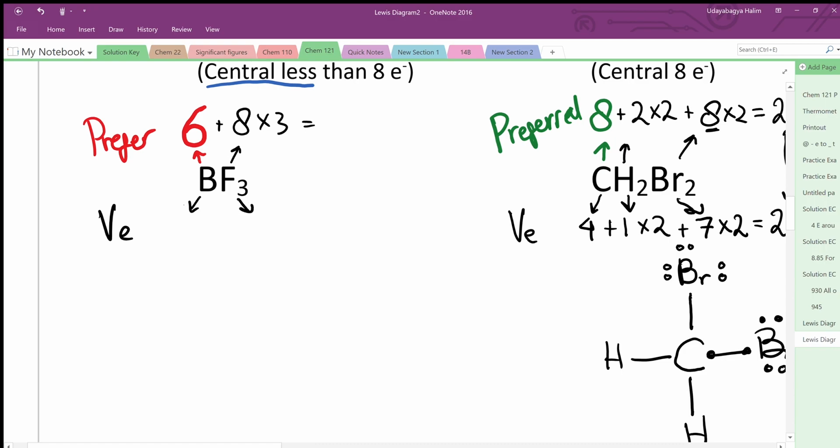By the way, what's the valence electrons on boron? Where is boron in the periodic table? 3, thank you. And fluorine valence electron is 7, and I have 3 of them.